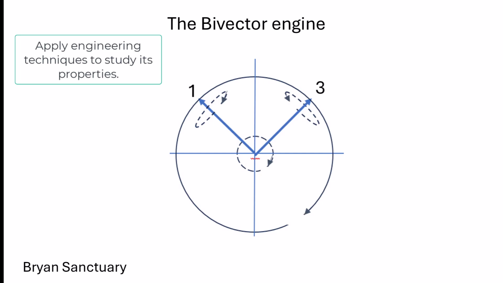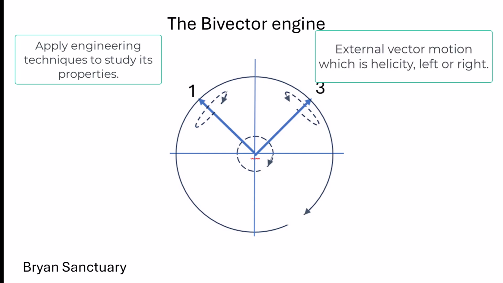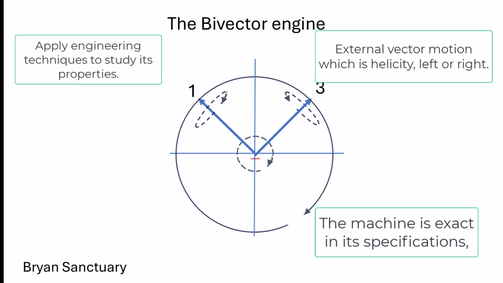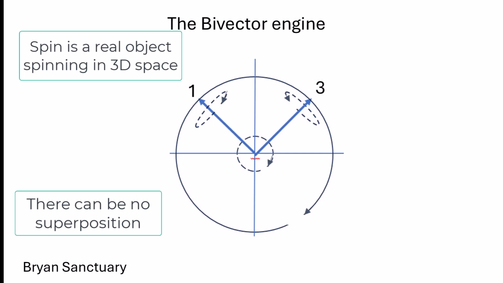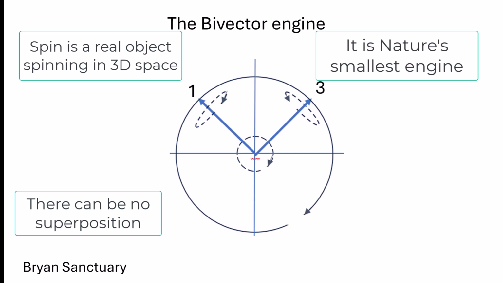We have external vector motion. This machine is exact in its specification. There can be no superposition. This is an object spinning in a 3D space. It is nature's smallest engine.